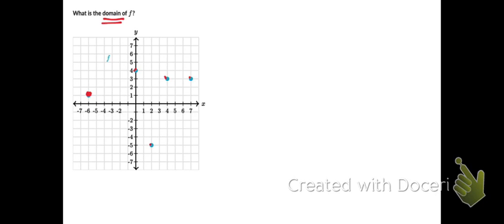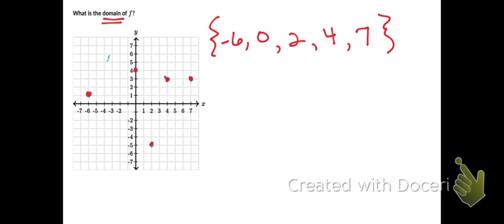So like this one right here has an x-coordinate of -6. So -6 is a part of the domain. This one has an x-coordinate of 0. So 0 is a part of the domain. This is +2, 4, and 7. So these are the x-coordinates of each of the points of this function. So you kind of put these sort of pointy brackets around it and say this is the domain.